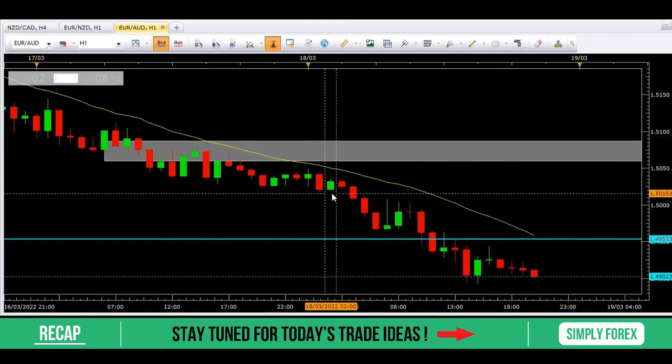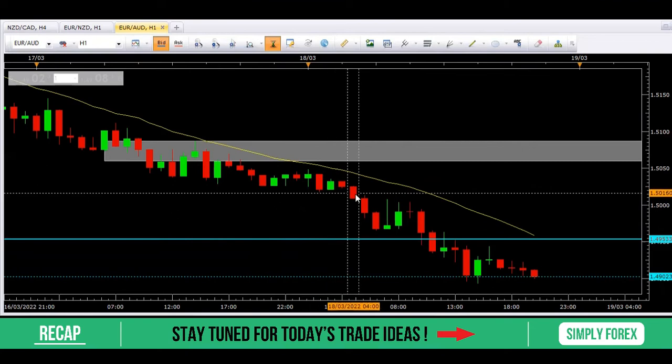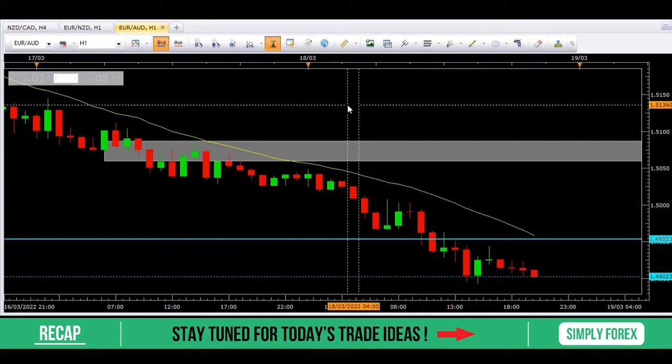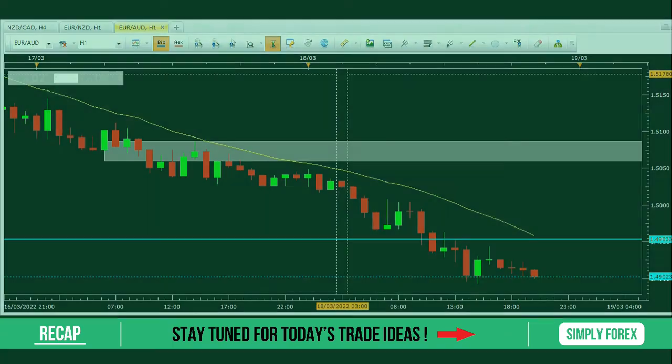So those were the three trade ideas from Friday. Two we couldn't really get in, and the New Zealand Canadian dollar was a successful trade. All right guys, so now let's take a look at today's potential trades.